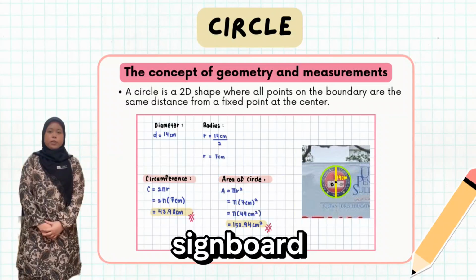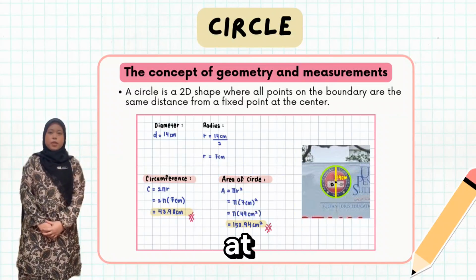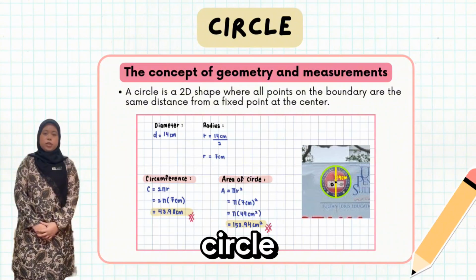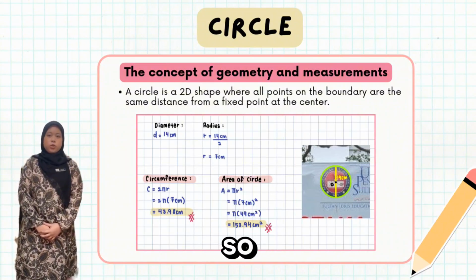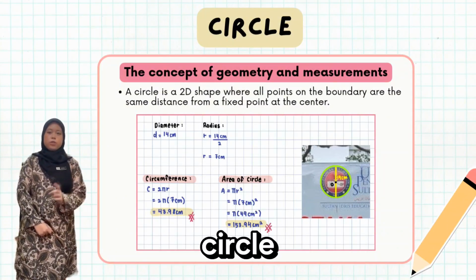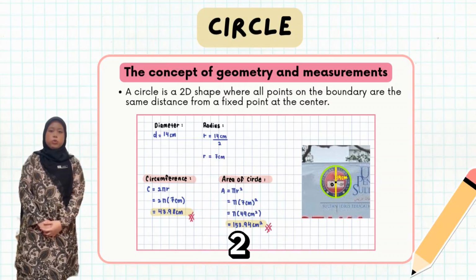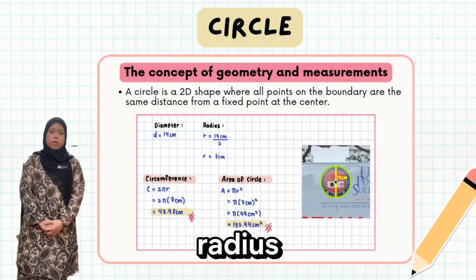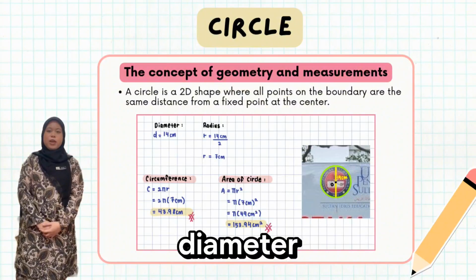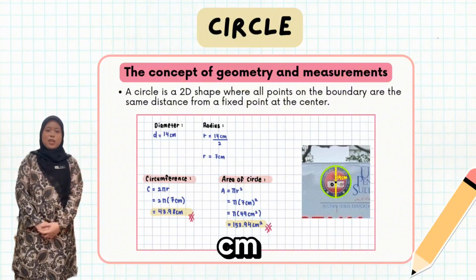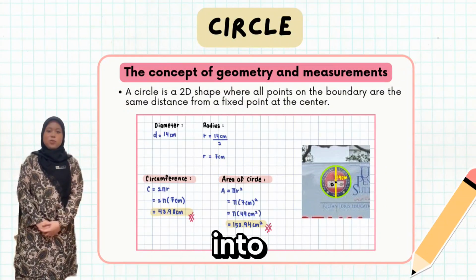From the diagram of the signboard, we can see the circle shape at the top right, which is the UPSI logo. We measure the diameter of the circle, which is 14 centimeters. So first, we calculate the circumference of the circle. The formula of the circumference is C equals 2 pi r. For the radius, we took help from the diameter, which gives 7 centimeters. So we substitute the values into the formula.